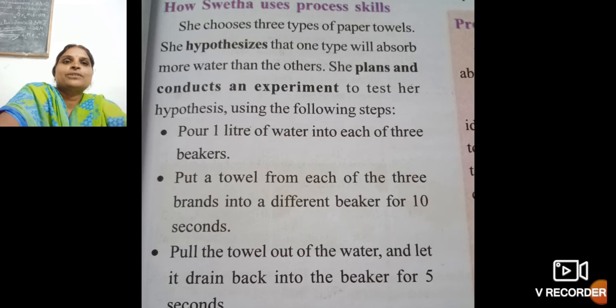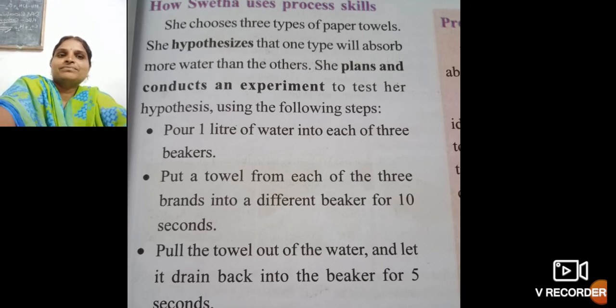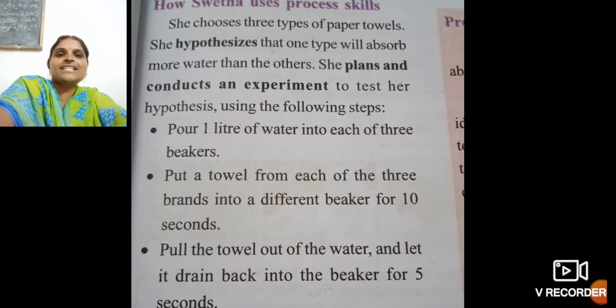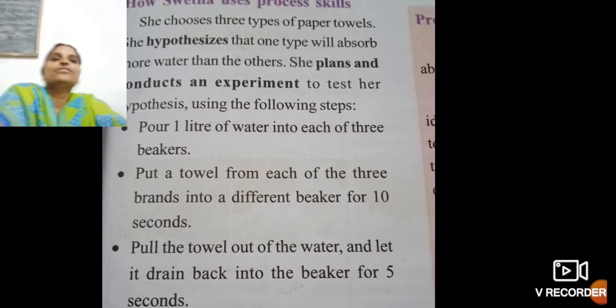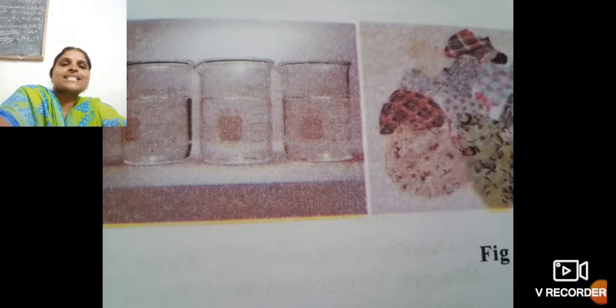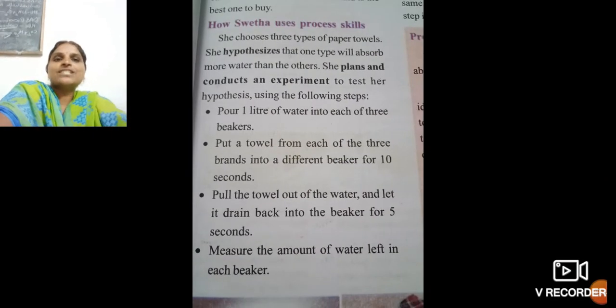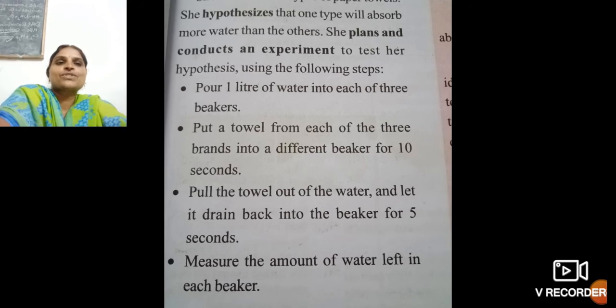First, pour 1 liter of water into each of the three beakers. Put a towel from each of the three brands into a different beaker for 10 seconds. Pull the towel out of the water and let it drain back into the beaker for 5 seconds. She takes these three beakers and clarifies which towel stores the most water. These are the experiments of some students.